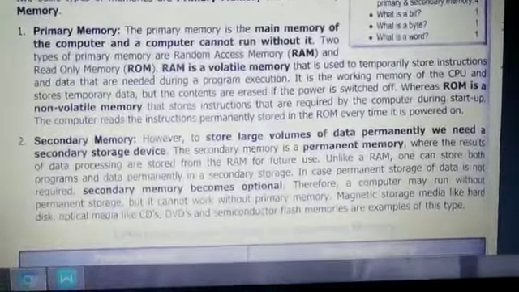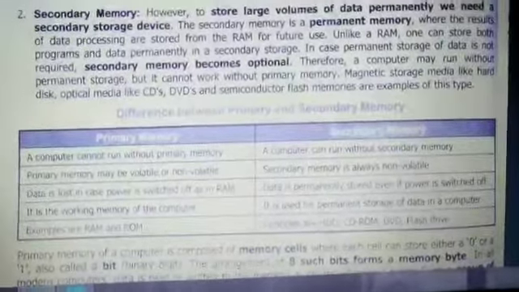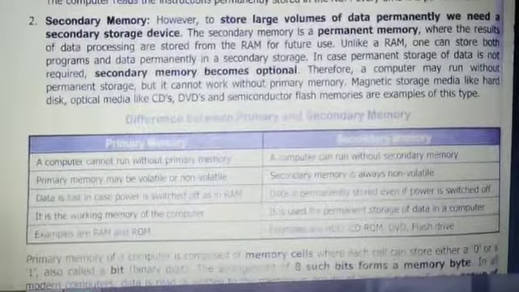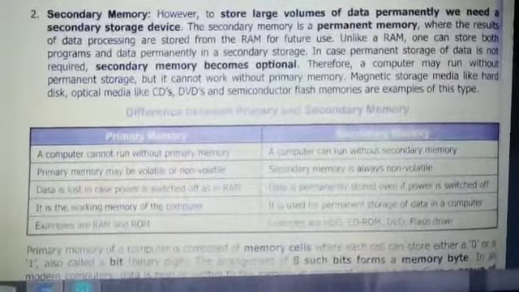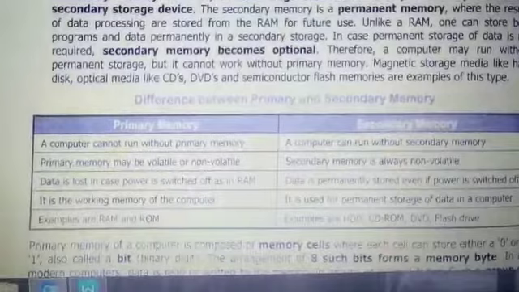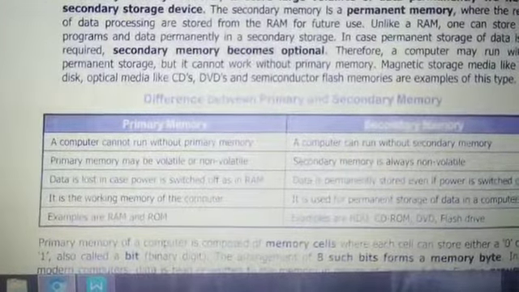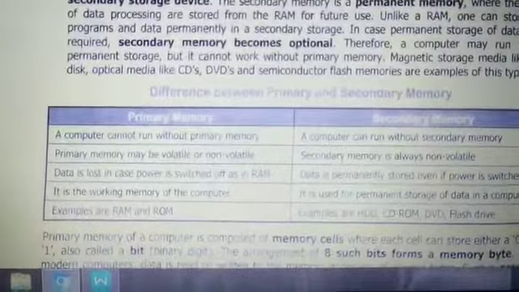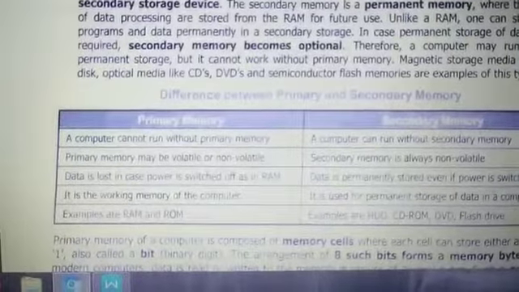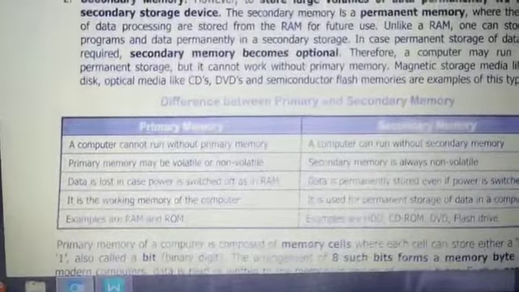Now we try to differentiate between the two memories. How can we differentiate between primary memory and secondary memory? The computer cannot run without the primary memory, and the computer can run without the secondary memory. Primary memory may be volatile or non-volatile, but secondary memory is always non-volatile.